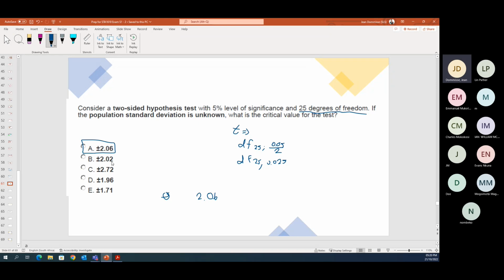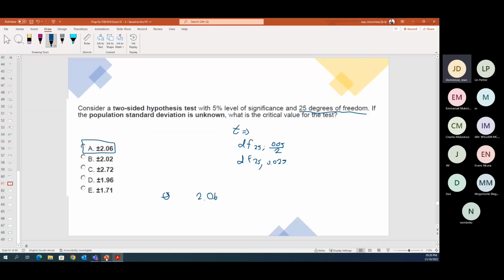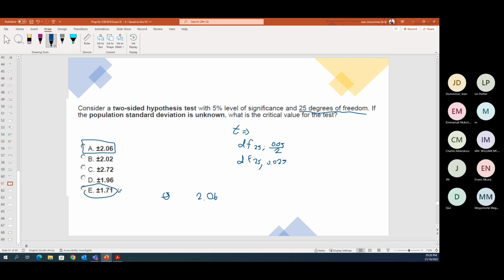So there at least wasn't. If we went with 0.05, 1.708, 1.708. So if we went with 0.05, you probably would have picked it or chosen that one. So it's just important again that we need to divide by 2. And then that is the correct answer.